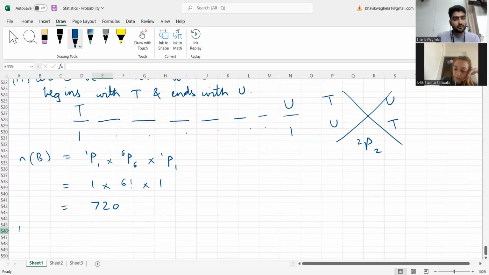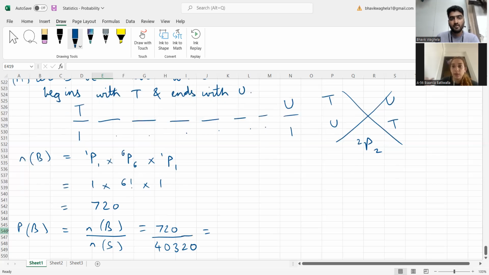Okay. So now we proceed with P of B. Probability of B is N of B upon N of S. So it's 720 upon what was your N of S? 40,320. Can you do one thing for me? We want to find the answer in fraction. Whenever you want to find the answer in fraction in the calculator, you find the reciprocal of this. Find 40,320 upon 720. 56. Correct? So what will be 720 upon 40,320? It will be 1 upon 56.